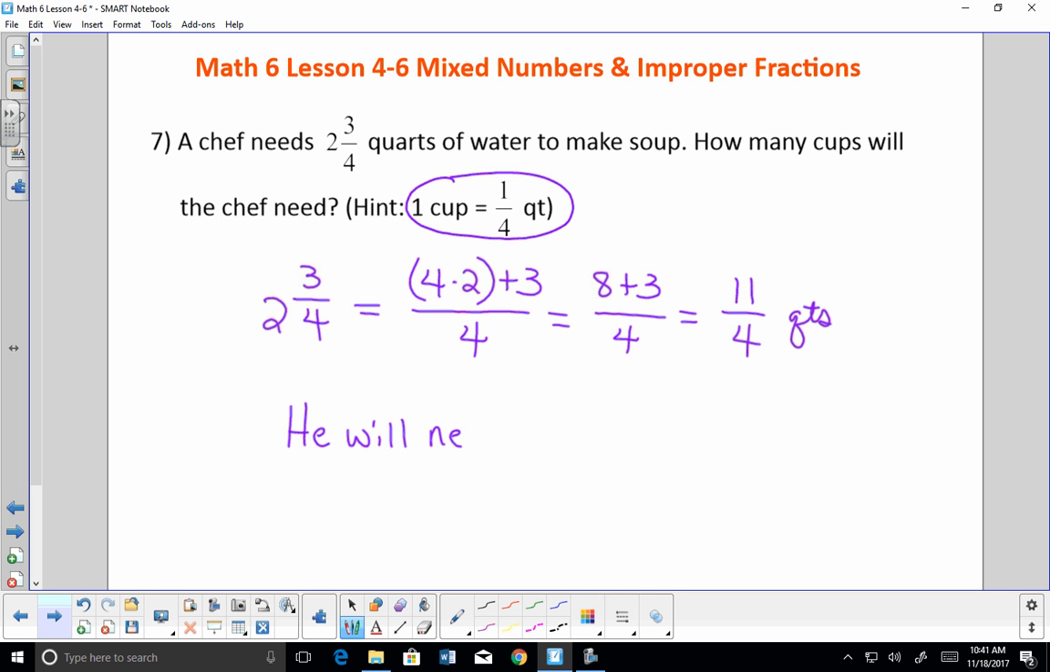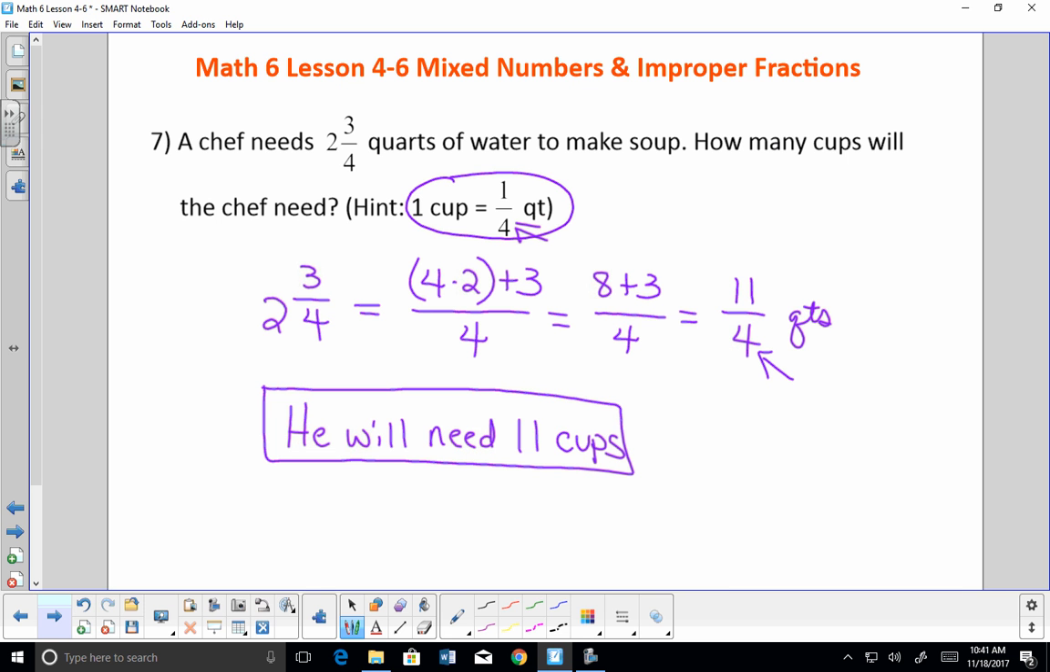Because my denominator is the same here and here, I just need to pay attention to my numerator. My numerator says 11, so I will need 11 cups. And thus ends improper fractions and mixed numbers.